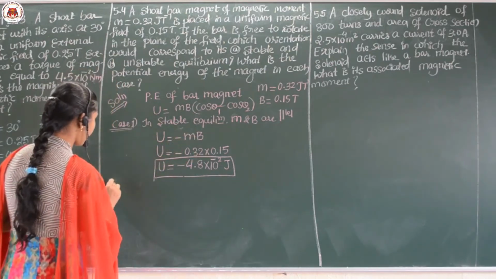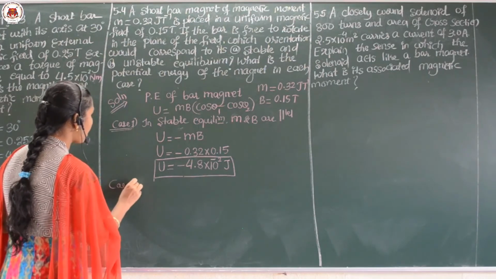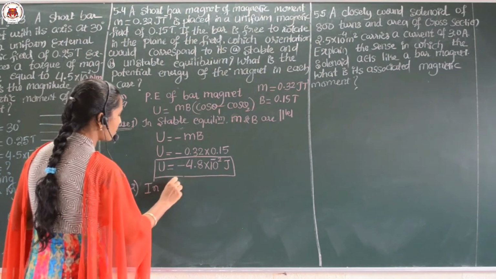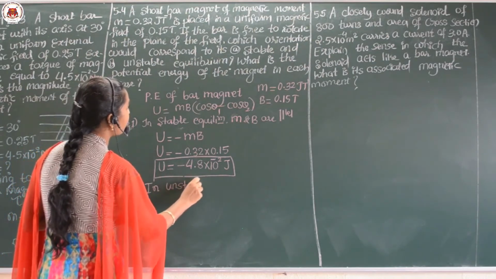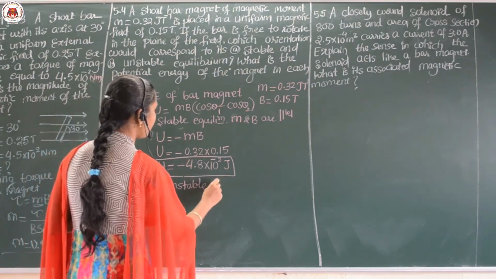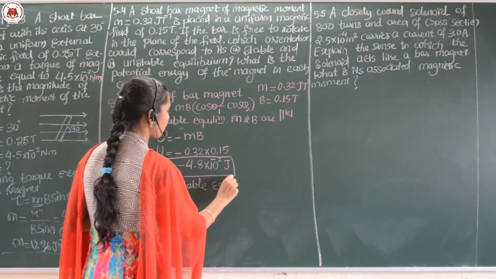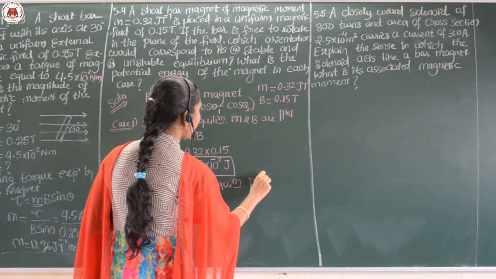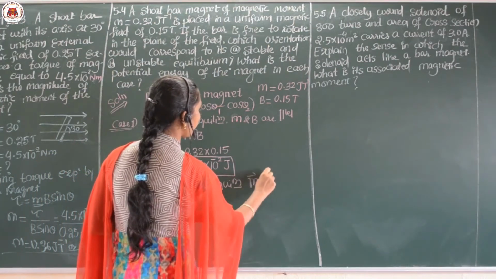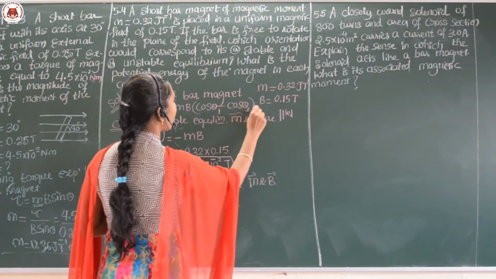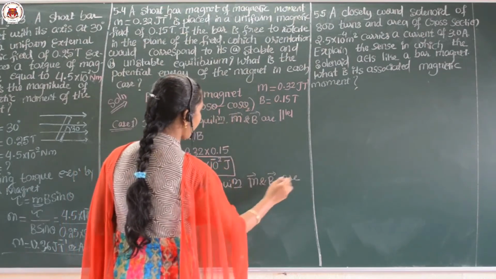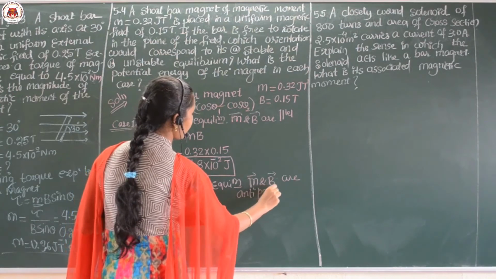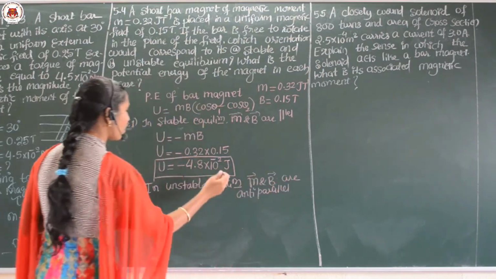Coming to the second case, if the bar magnet is in unstable equilibrium, then M and B are anti-parallel. So then what happens here?